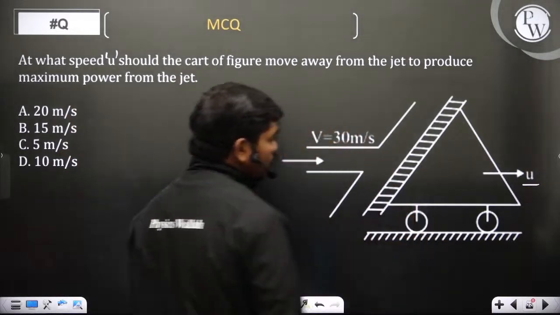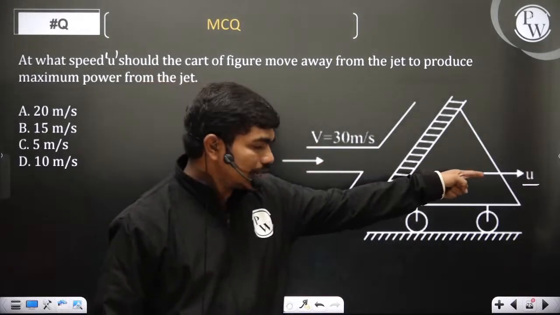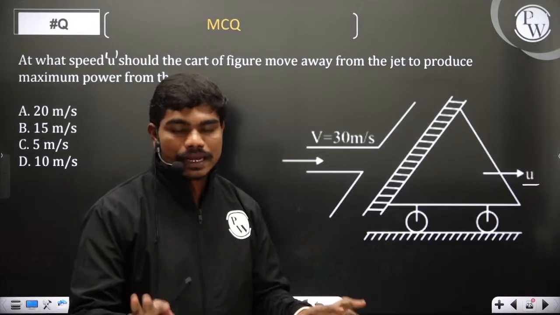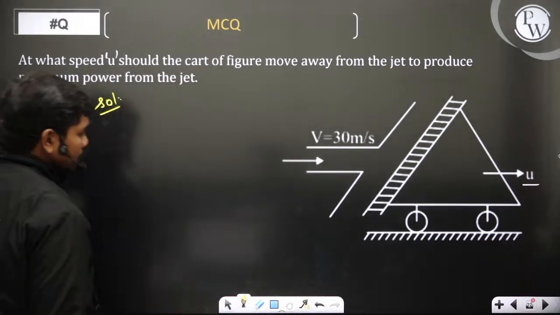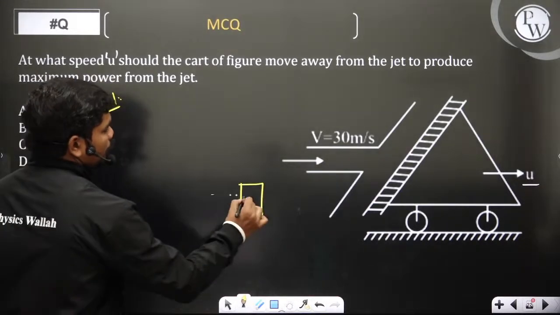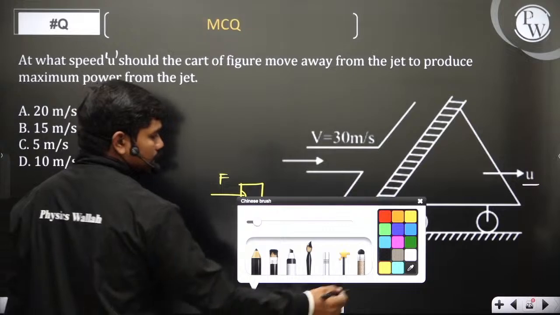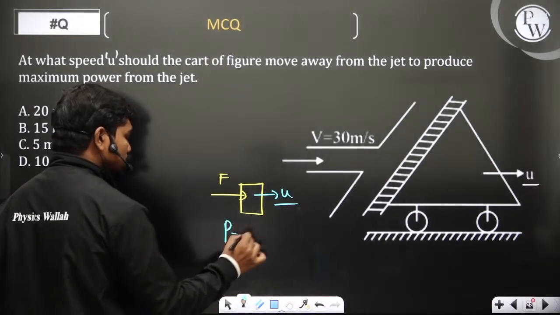Okay, so in order for this jet to produce maximum effect, what should be the speed at which you should move this? You all know one thing. I'll ask you one thing. Tell me. Let us suppose if this is a body, for example. If this is force F, and because of this force F, this body is moving with velocity u. What is the power due to this force?